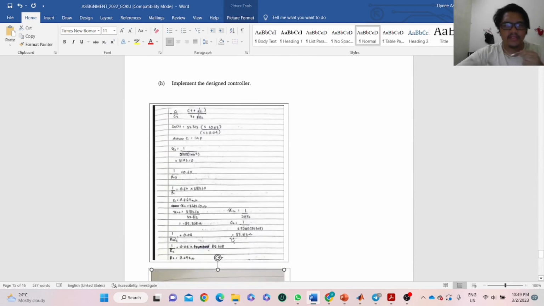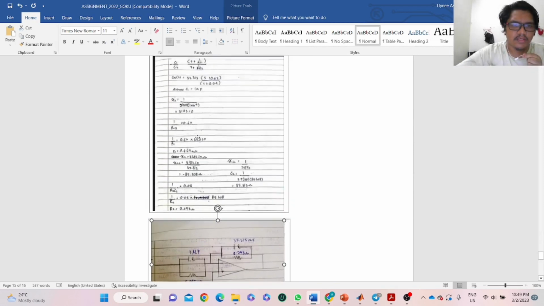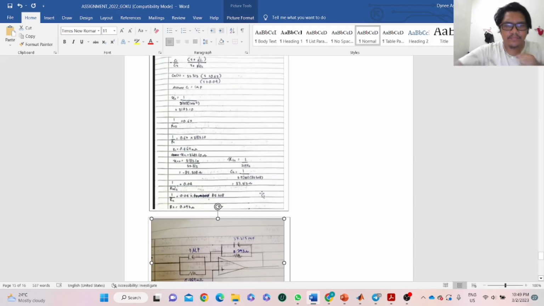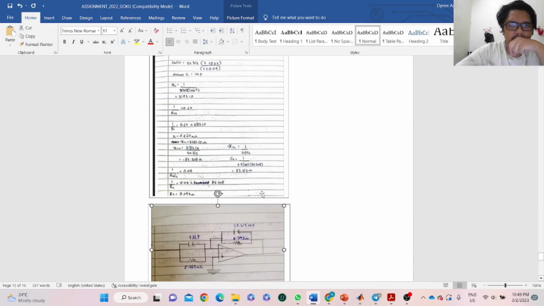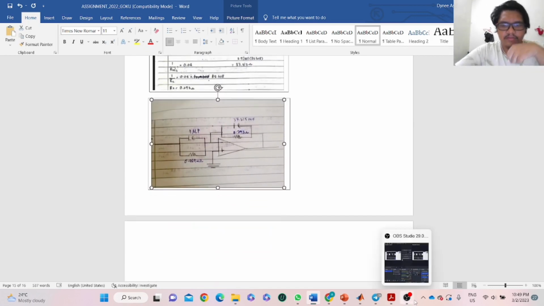So this is for implementing the designed controller. So we need to find the capacitance, so we can implement it here. That's all.